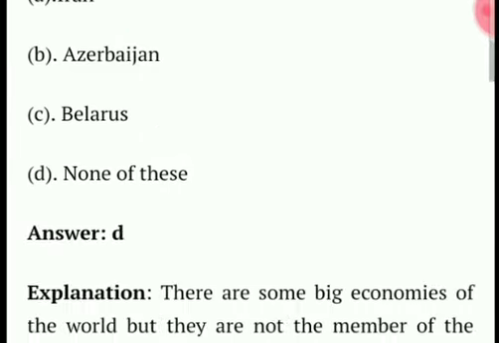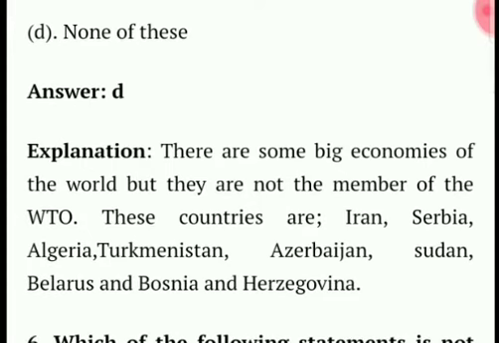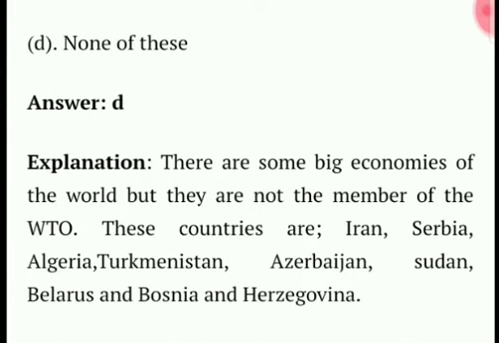So there are some big economies of the world that are not members of WTO. They constitute big economies, but they don't have membership of WTO. Their names are Iran, Serbia, Algeria, Turkmenistan, Azerbaijan, Sudan, Belarus, Bosnia and Herzegovina. So these are the names of some 9 economies, and they are not part of WTO. Just read them twice or thrice, you will be able to learn.